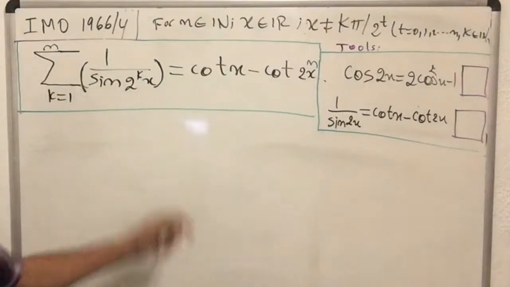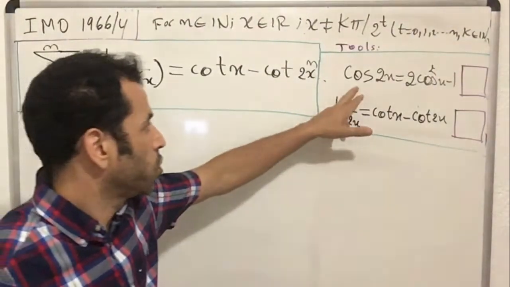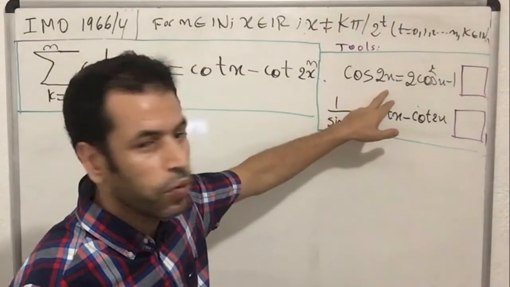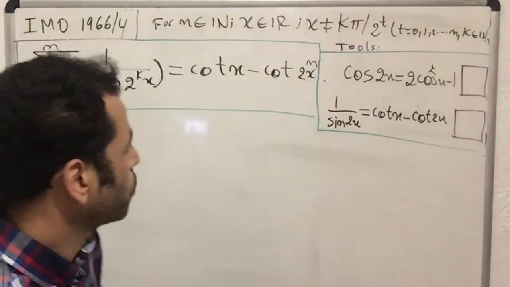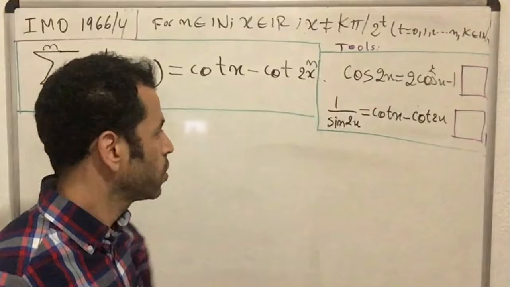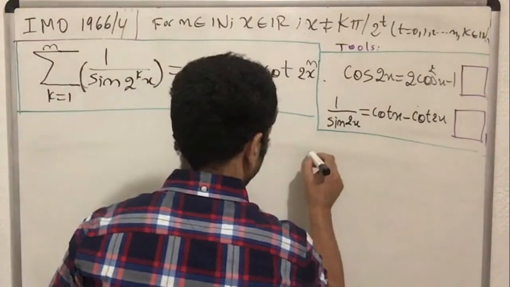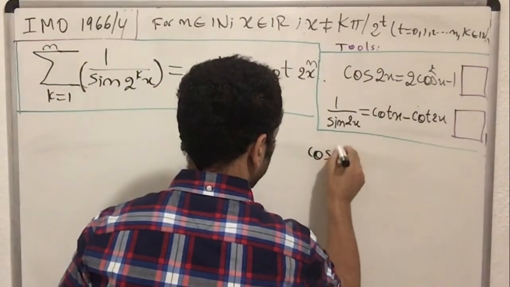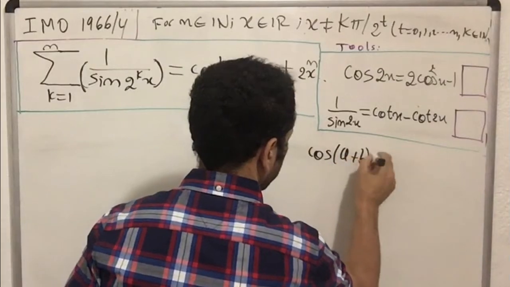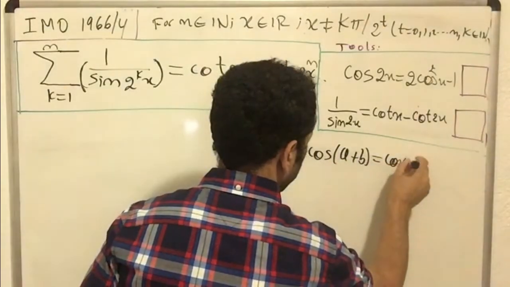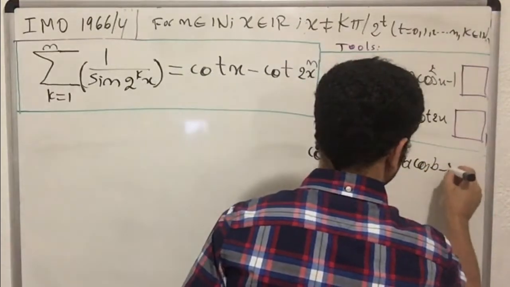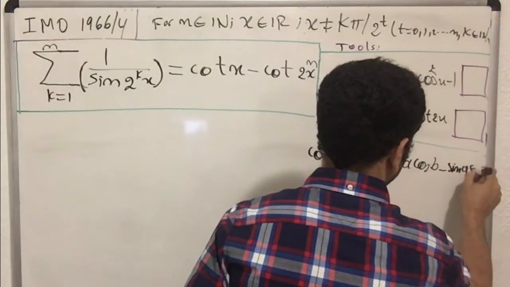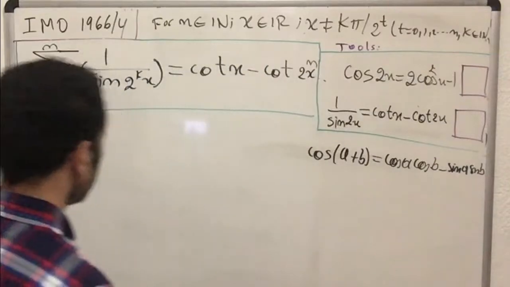Before I start proving this one, I will use this one as a tool. I'm going to prove the first expression first. I'm going to use the trigonometry formula here: cosine a plus b equal cosine a multiplied by cosine b, minus sine a multiplied by sine b.